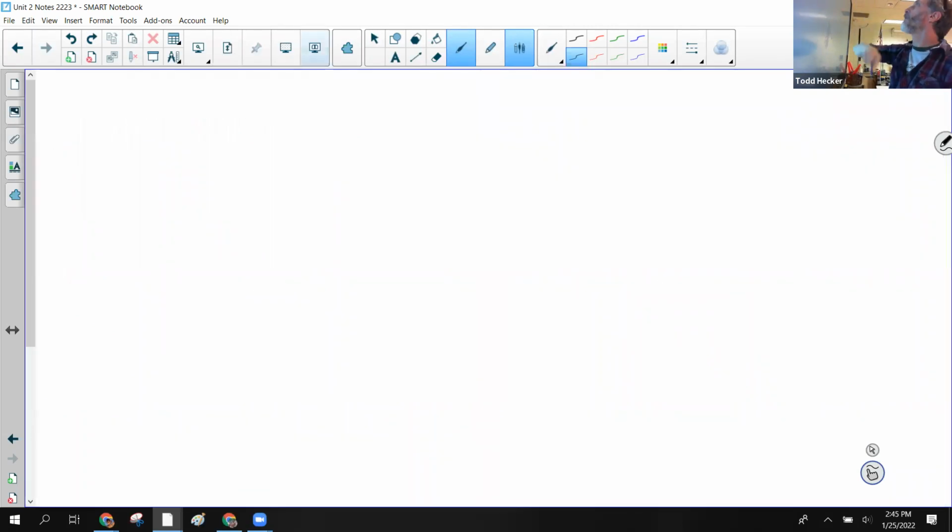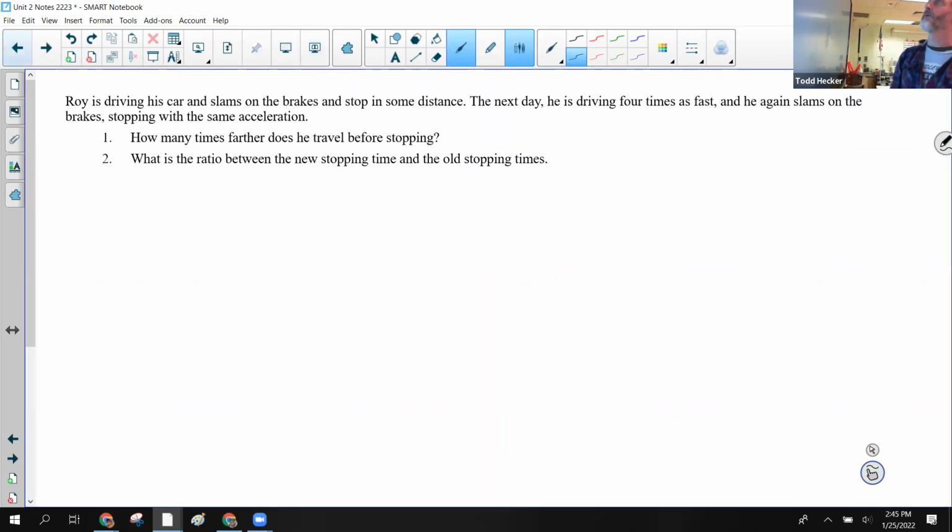Sometimes things are a little bit more abstract. So here we go. Roy is driving his car and he slams on the brakes and stops in some distance. The next day, he's driving 4 times as fast and he again slams on the brakes, stopping with the same acceleration. How many times farther does he travel before stopping? And then what's the ratio between the new stopping time and the old stopping time? Whoa. All right. What's even going on here?